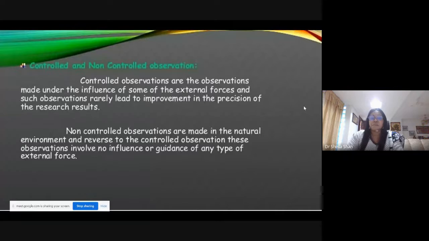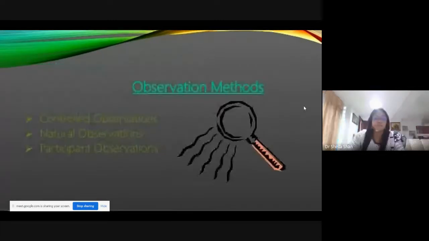Unstructured. Control and non-control observation. Control observation is made under the influence of some external forces, and it does not give you any improvement. Non-control observations are made in a natural environment. You can reverse the control observation, involving no influence or guidance. All right. So we have observation methods.